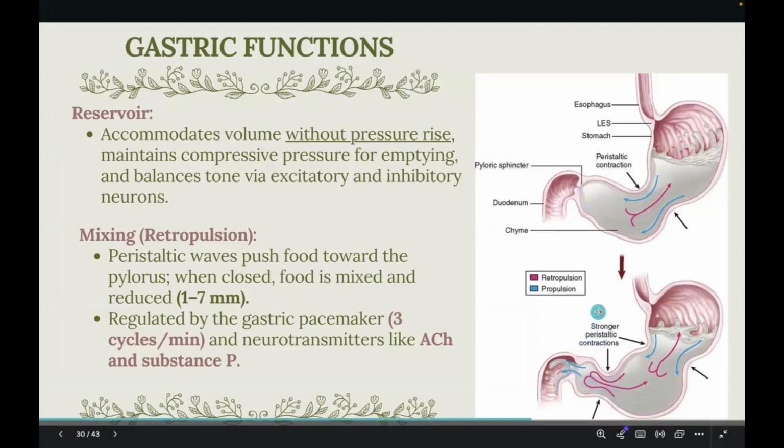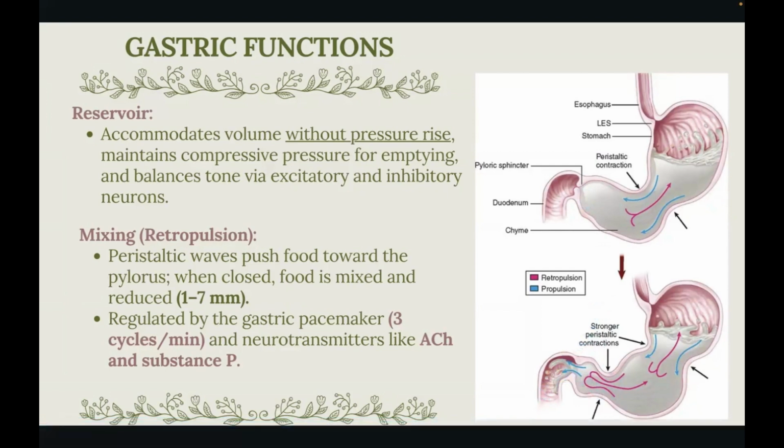Other than that, it's always closed, via what neurotransmitters? Acetylcholine and substance P. It's the same neurotransmitters being repeated, by the way. To close the pyloric sphincter, acetylcholine and substance P. If you want to open it, once the particles are mixed and fine enough, VIP and NO are released.